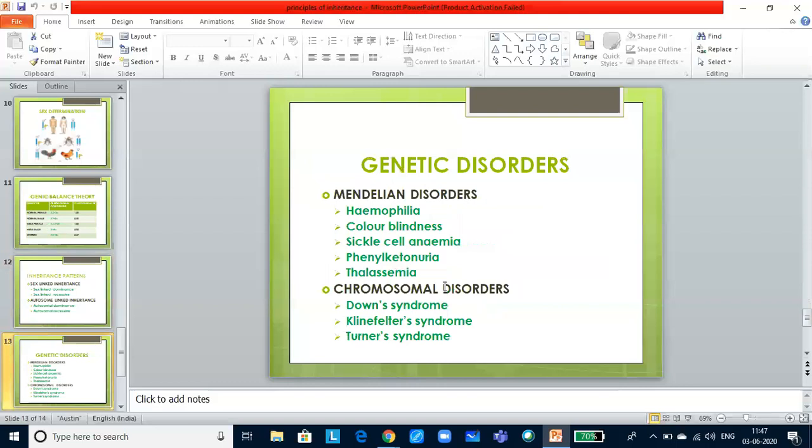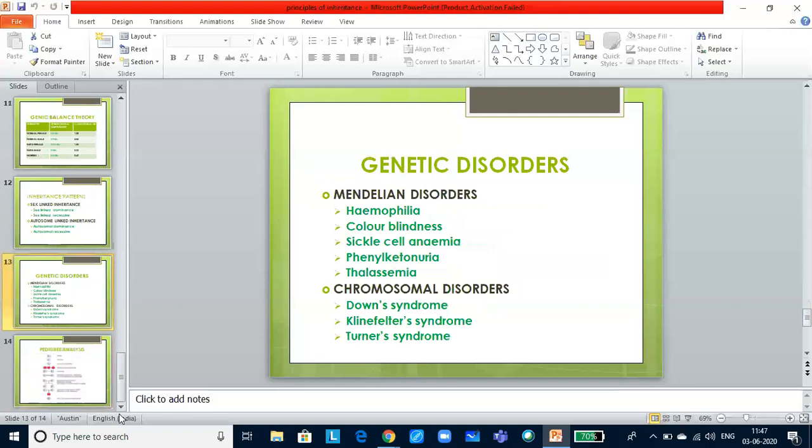Now let us look at some of the genetic disorders. These are the Mendelian disorders, which follow Mendelian characters, and that's why we call them Mendelian disorders. The inheritance pattern will be similar to Mendelian inheritance. Examples would be hemophilia, color blindness, sickle cell anemia, phenylketonuria, and thalassemia. Let me briefly explain, but you should know all these diseases because it's a very important question. One question will surely come from these diseases.